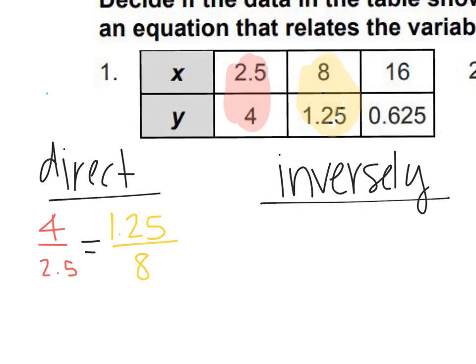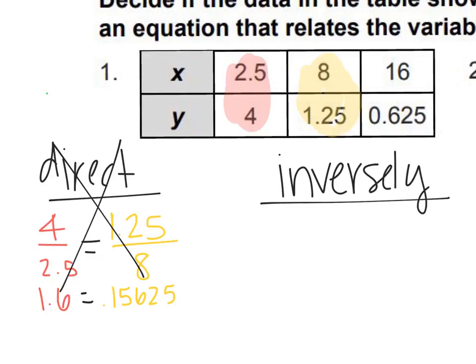So what is 4 divided by 2.5? 1.6. Okay. What is 1.25 divided by 8? 0.15625. Okay. Are these two the same? So that means they don't have the same constant of variation? It is not direct variation. So direct means if you divide them, they should give you the same thing.